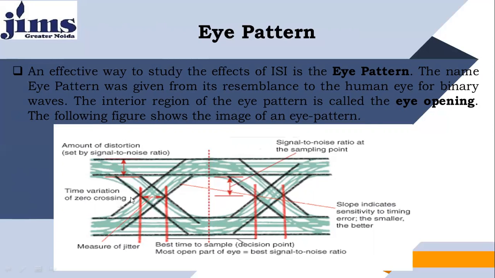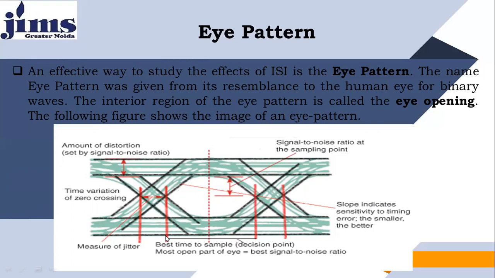What is this? This is the time variation of zero crossing, or you may say a measure of jitter. Jitter we will discuss in the next slide. And what is this? This slope indicates sensitivity to timing error. The smaller the better, right? We want that slope to be small.